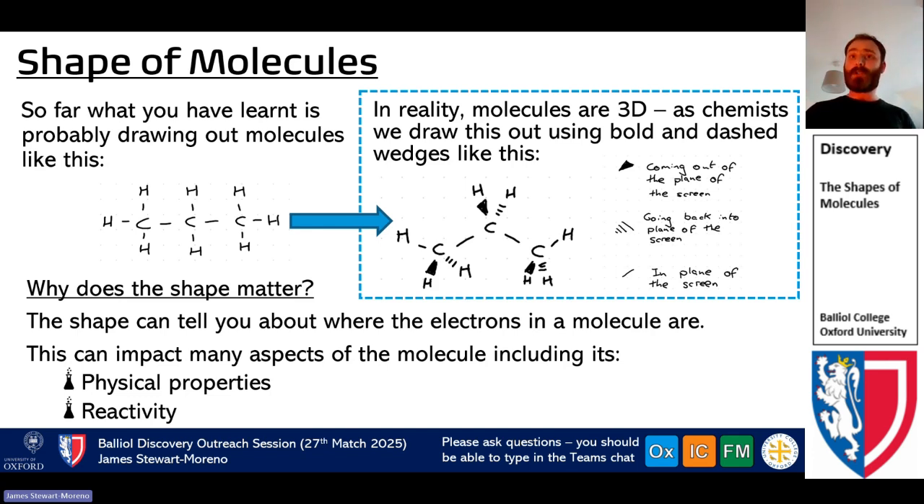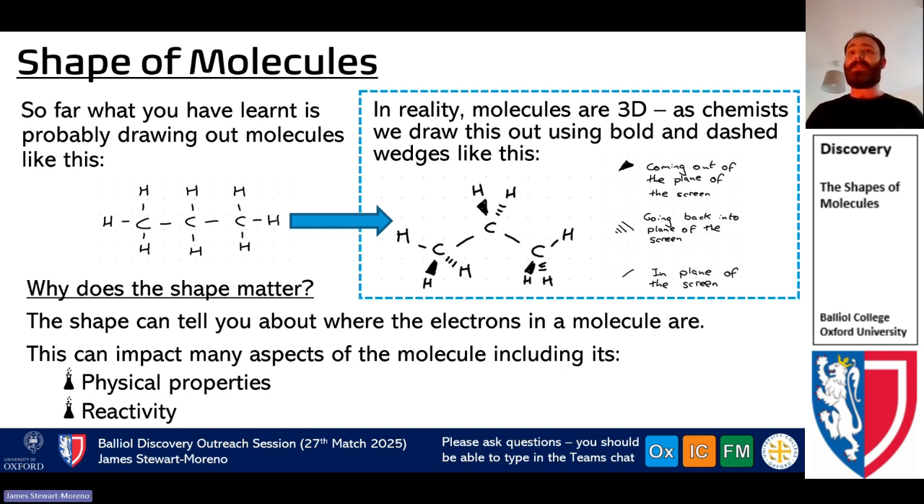If they've got a bold wedge coming out, that means that the hydrogen is pushing out. So it's going towards you, as it were, on your screen. It's coming out towards you. And the dashed bonds are going backwards, into the screen, into the monitor, the computer, whatever it is that you're connected on.